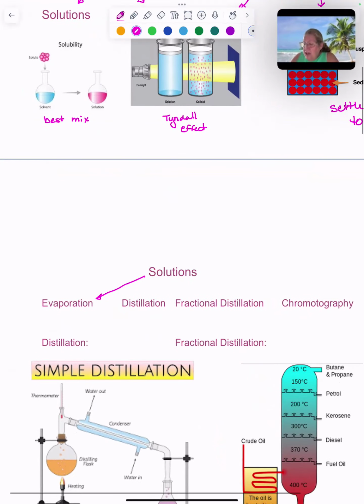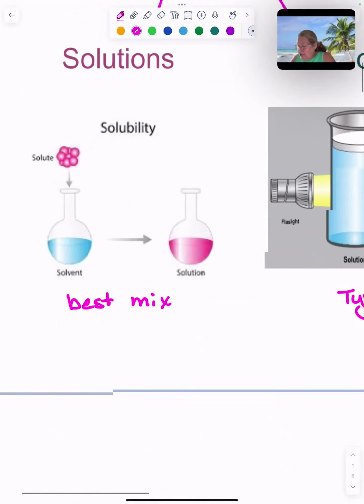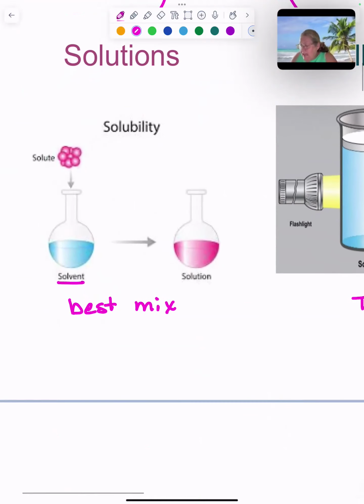Because when you look at a solution, it's a mixture of a solvent and a solute. They combine to make the solution. If you evaporate off the solvent, you're left behind with the solute.